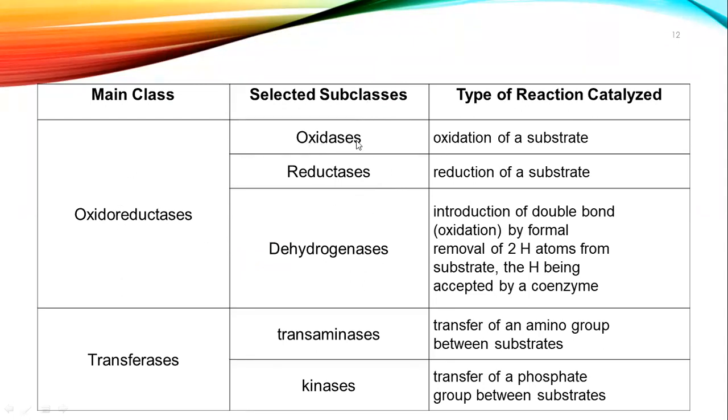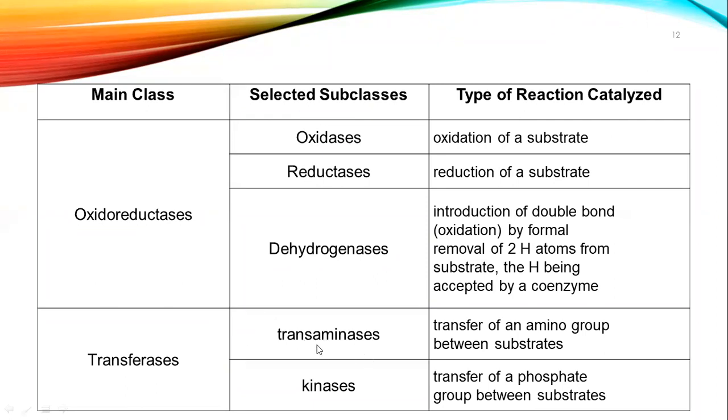So they have the oxidase, where there is oxidation of a substrate; reductase, where there's reduction of the substrate; and dehydrogenase, when there's introduction of a double bond by the formal removal of two hydrogen atoms, or when the hydrogen is being accepted by a coenzyme. Dehydrogenase belongs to the oxidoreductase main class.